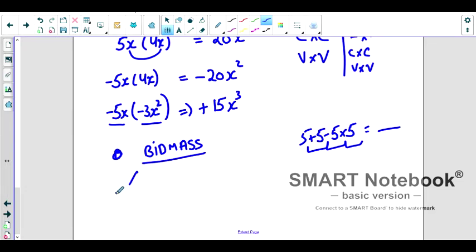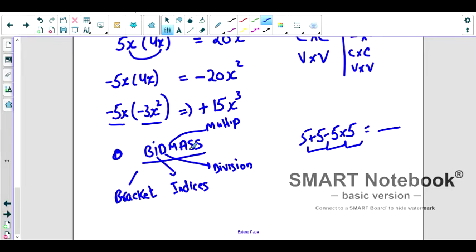BIDMAS means what? First we solve the bracket. If there is any bracket involved, we solve it. Second, we solve indices. If there are any indices involved, like square, cube, square root, we solve them. Then the next thing is we do the division part. After division, we do what? Multiplication. Then we do addition, and then subtraction. This is the order.